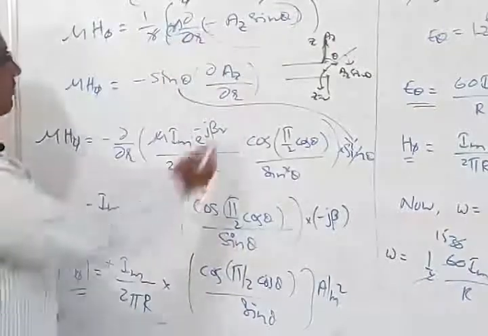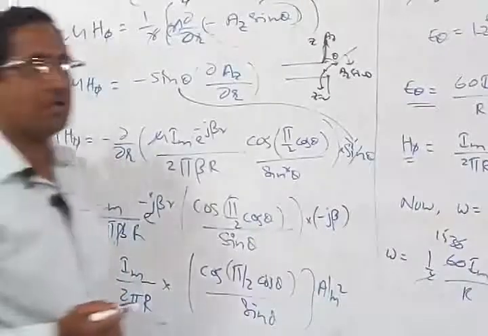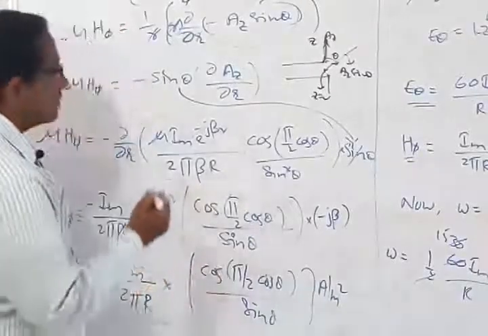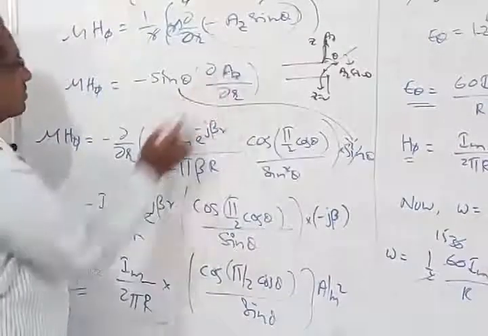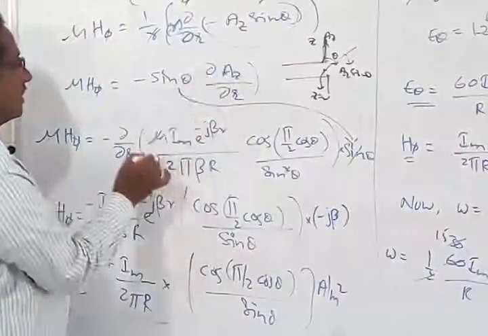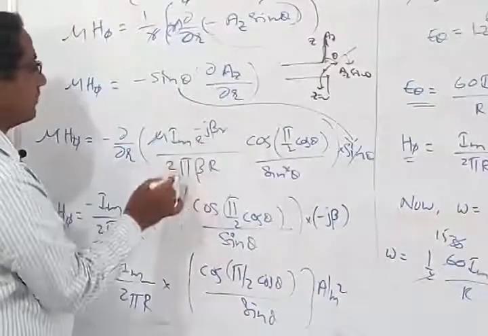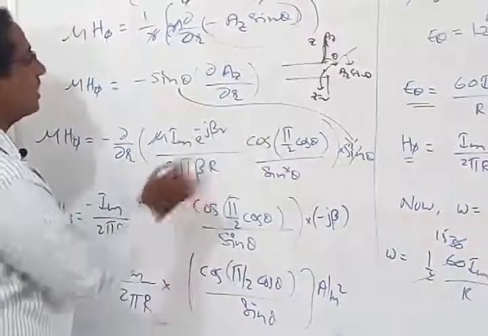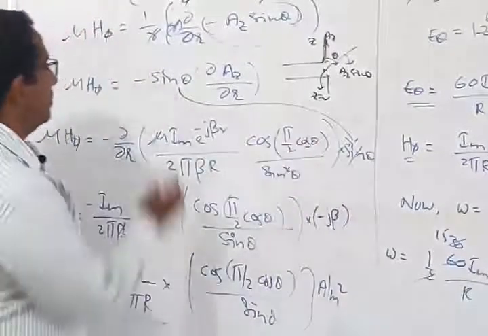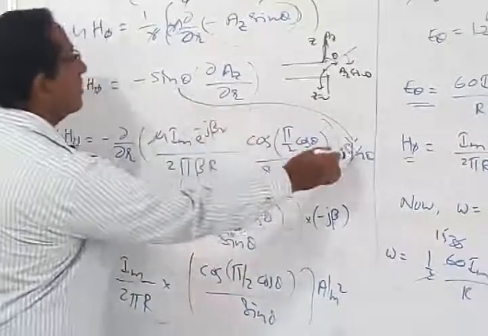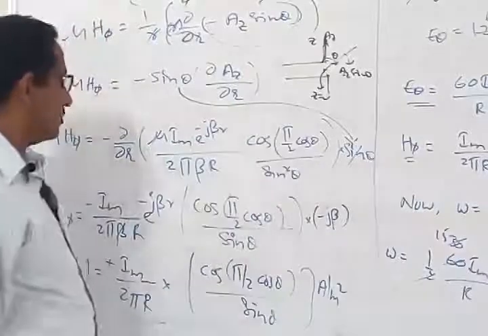So already we have defined the expression for Az. Okay, Az is the magnetic vector potential. So by taking this magnetic vector potential equation as this, we can just simply substitute that equation over here. Dou by dou r of this equation. Mu Az is nothing but equal to mu Im e power minus j beta r by 2 pi beta r into cos of pi by 2 cos theta by sin square theta. Now this sin theta I have taken over here, which is nothing but into sin theta. So this sin theta and sin square theta will get cancelled once.